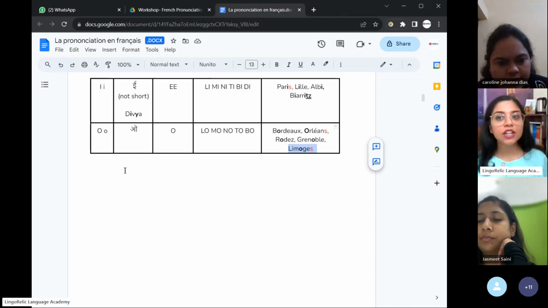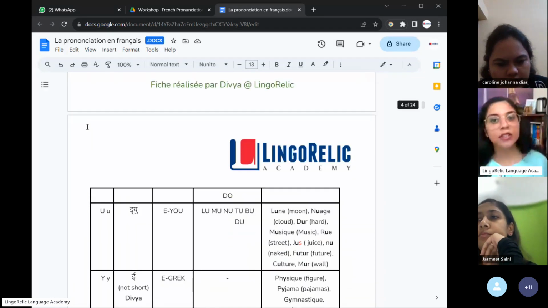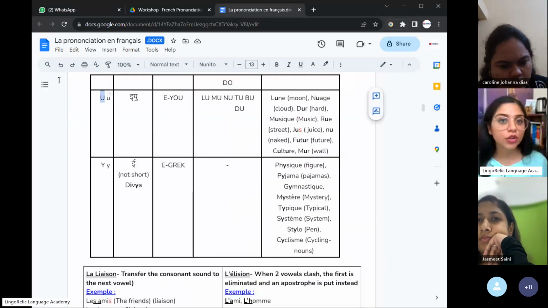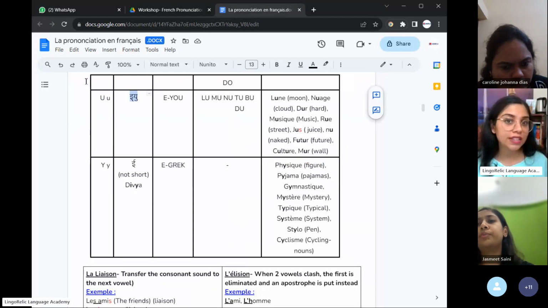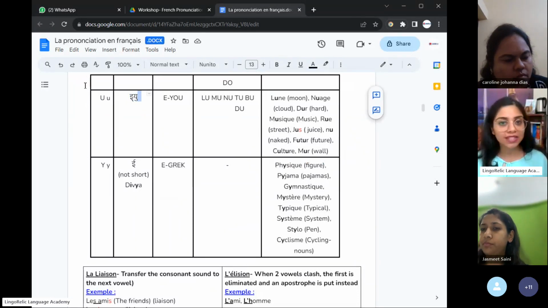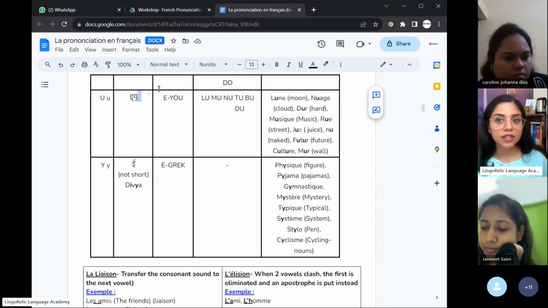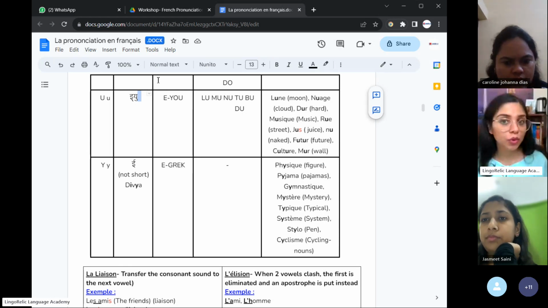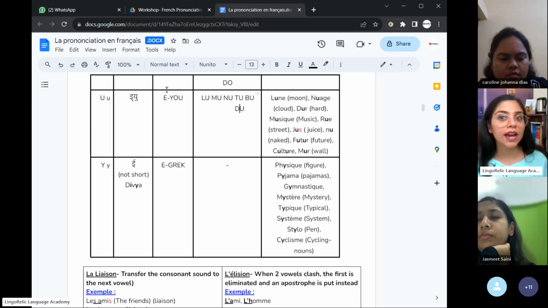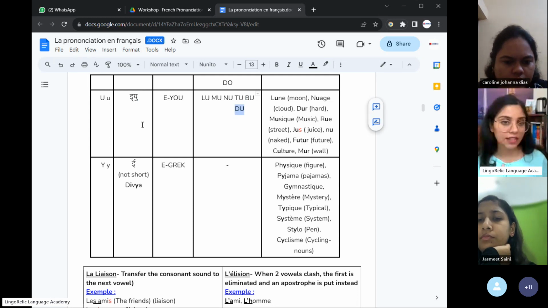So these are some of your vowels. You also have U. This is slightly sudden. You're not saying it just like in English. You're saying U. So it's kind of sudden. For example, you have lu, mu, nu, tu, bu, and du. These are the U sounds. So accordingly, would you like to try and pronounce this?